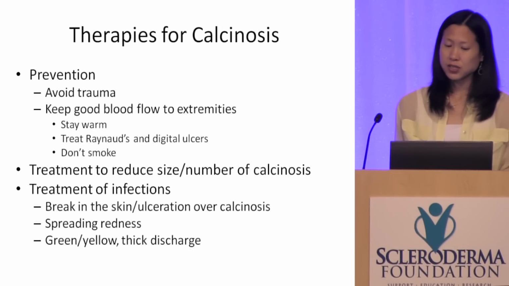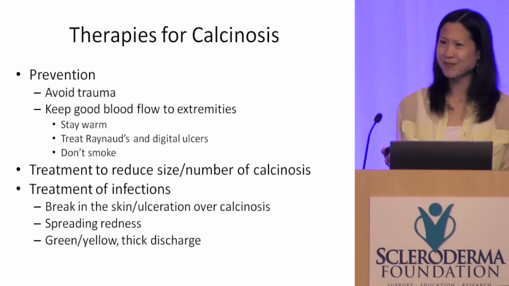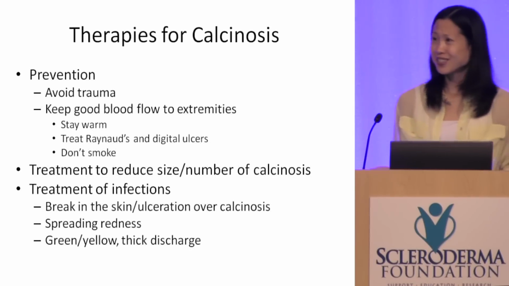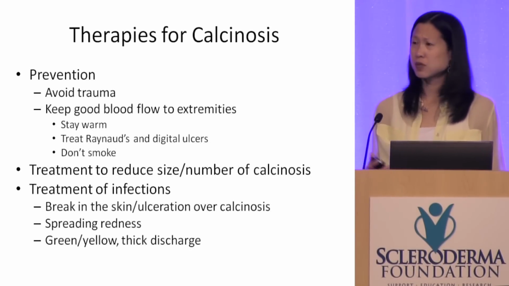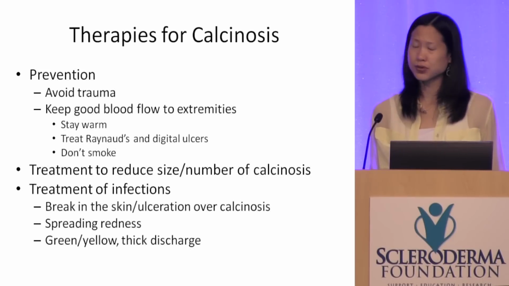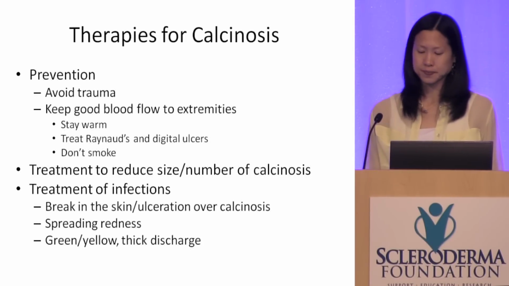For treatment of infections, calcinosis can certainly break through the skin and ulcerate. We try to encourage patients not to pick at their lesions and ulcerate them themselves. I know it's sometimes very hard not to do that. But if you notice any spreading redness around the ulceration or any green or yellow, thick discharge, that means it's infected and should be treated with antibiotics.